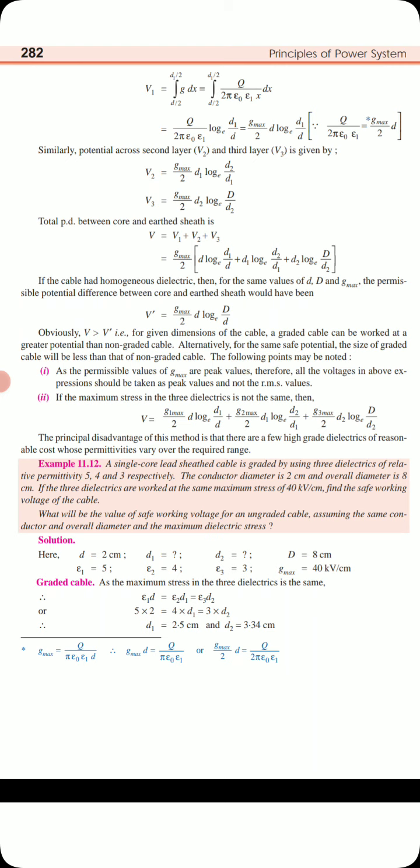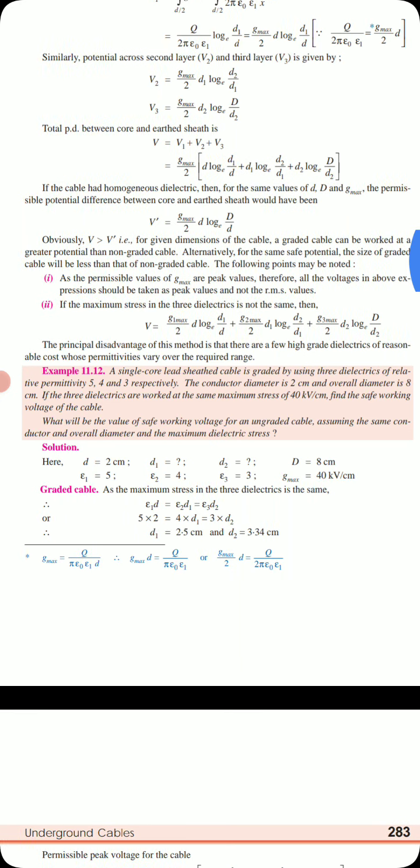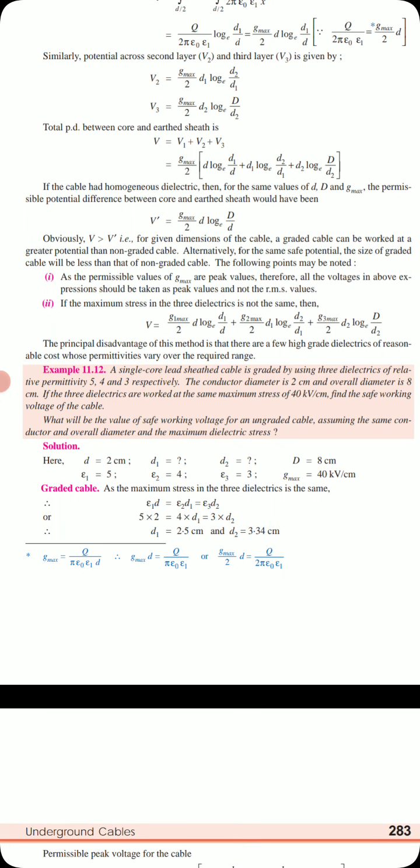What will be the value of the safe working voltage for an ungraded cable, assuming the same conductor, overall diameter and the maximum dielectric stress? So we need to calculate the safe working voltage for both graded and ungraded. We will write down the things given. In graded cable, we know epsilon 1 d is equal to epsilon 2 D1, epsilon 3 D2. If you put that one, we can find out the D1 as well as D2 easily.